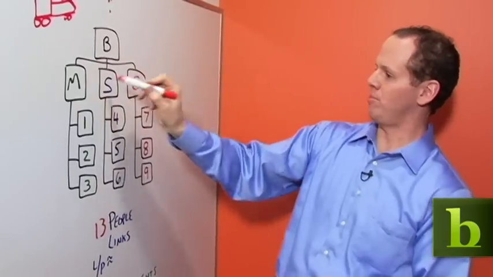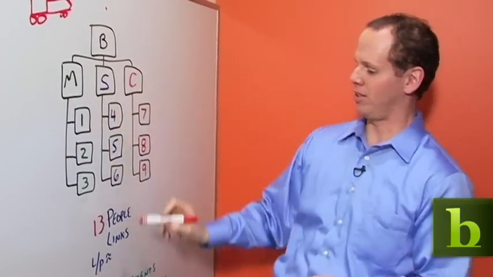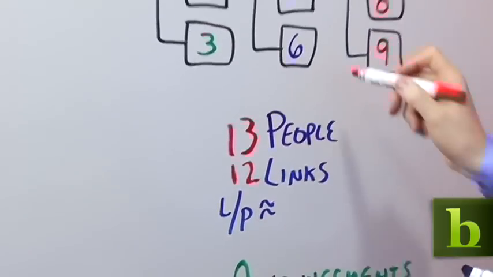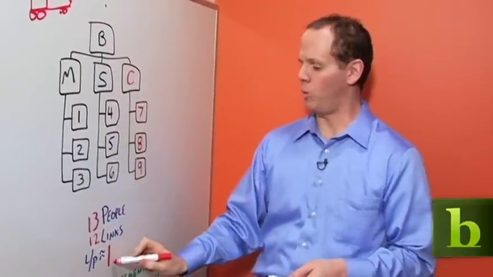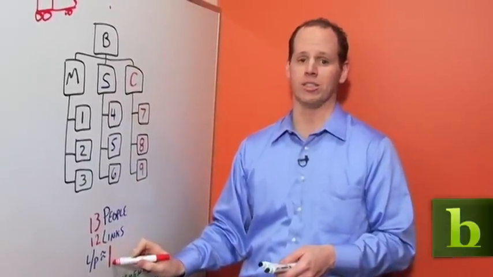And if we talk about 4 people in management with 3 people under them, each one, that's a total of 12 links. That means in this picture, the number of links per person is equal to 1. In other words, each person has one source of information and direction as to what to do.